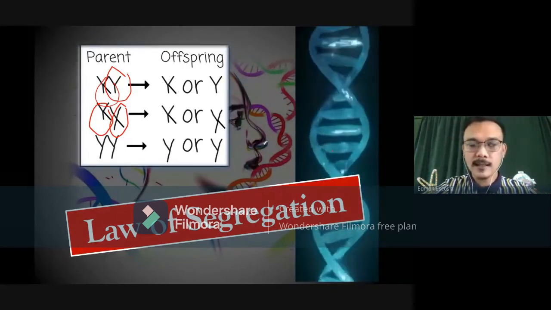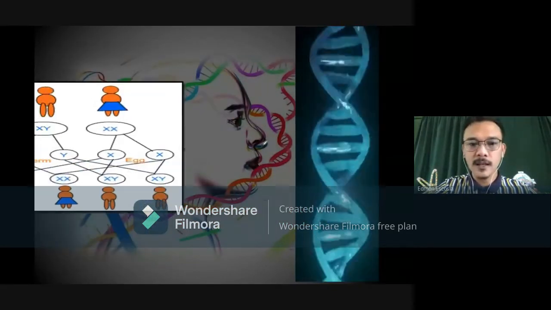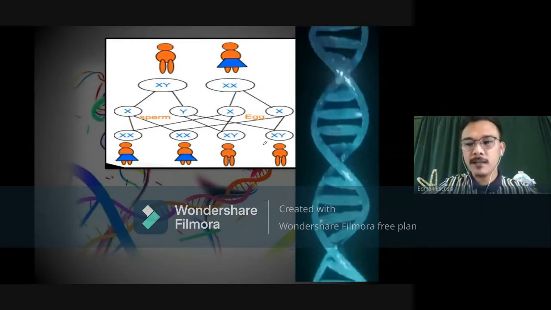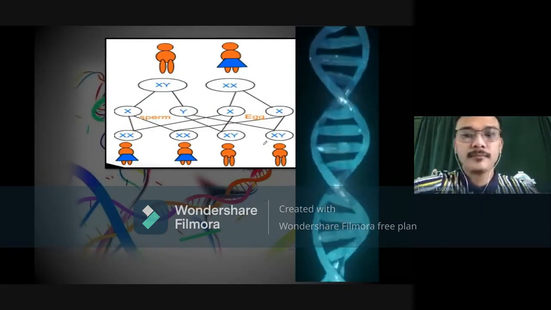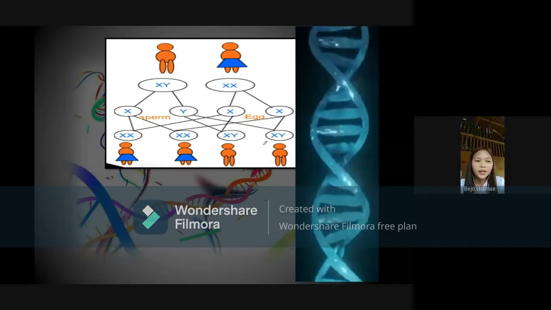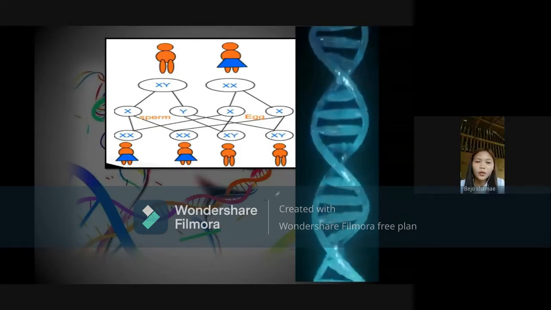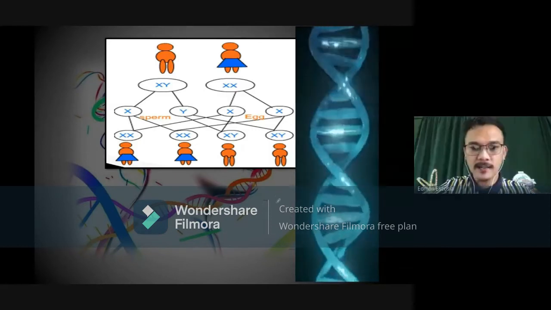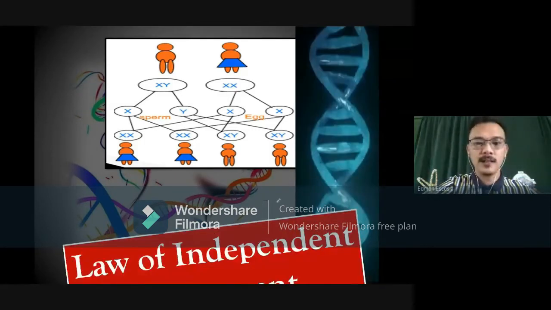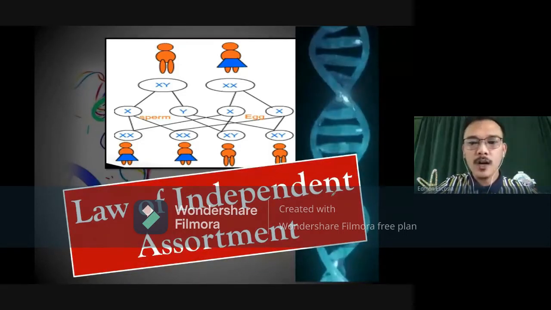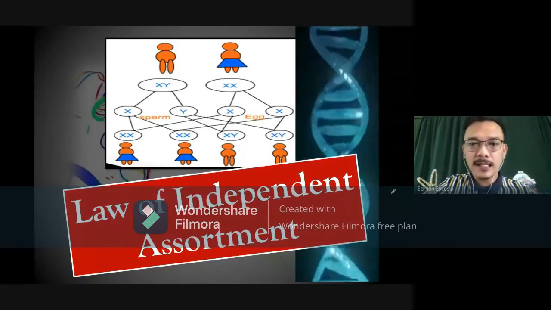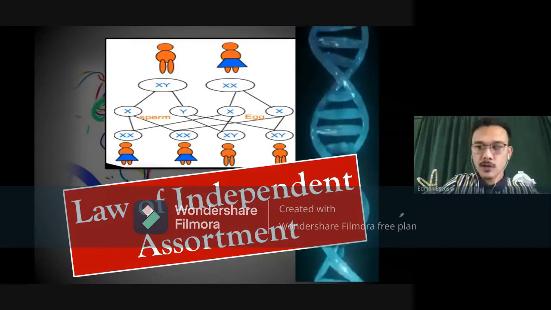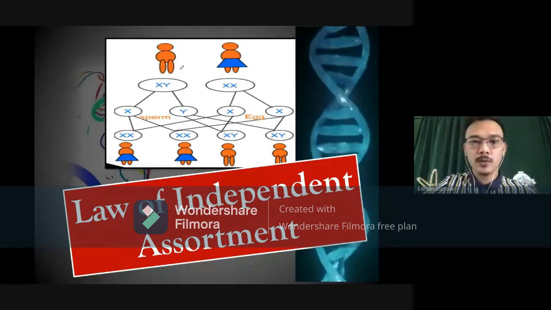Let's have the last and the third picture. May I call in Shamay? What is being depicted by this picture? Permission to speak, sir. Yes, Shamay, you are recognized. Law of independent assortment. Thank you, and very good. That is actually the correct answer. Law of independent assortment.